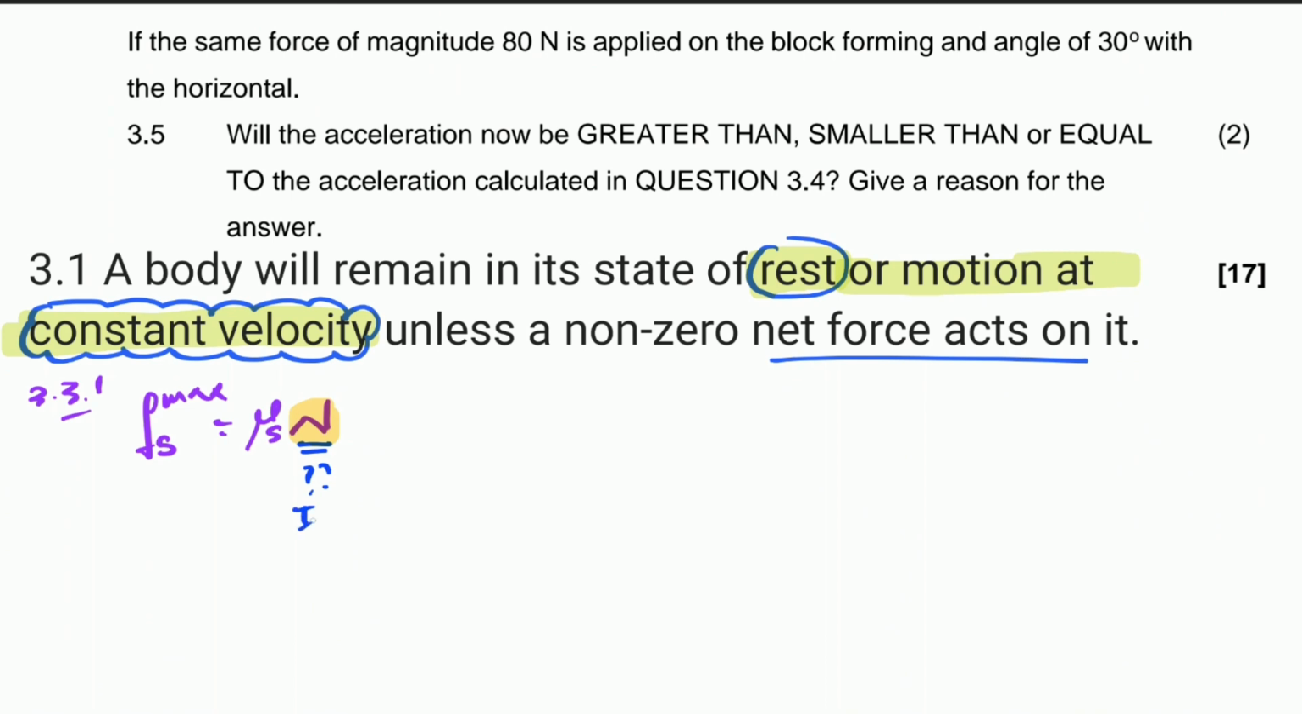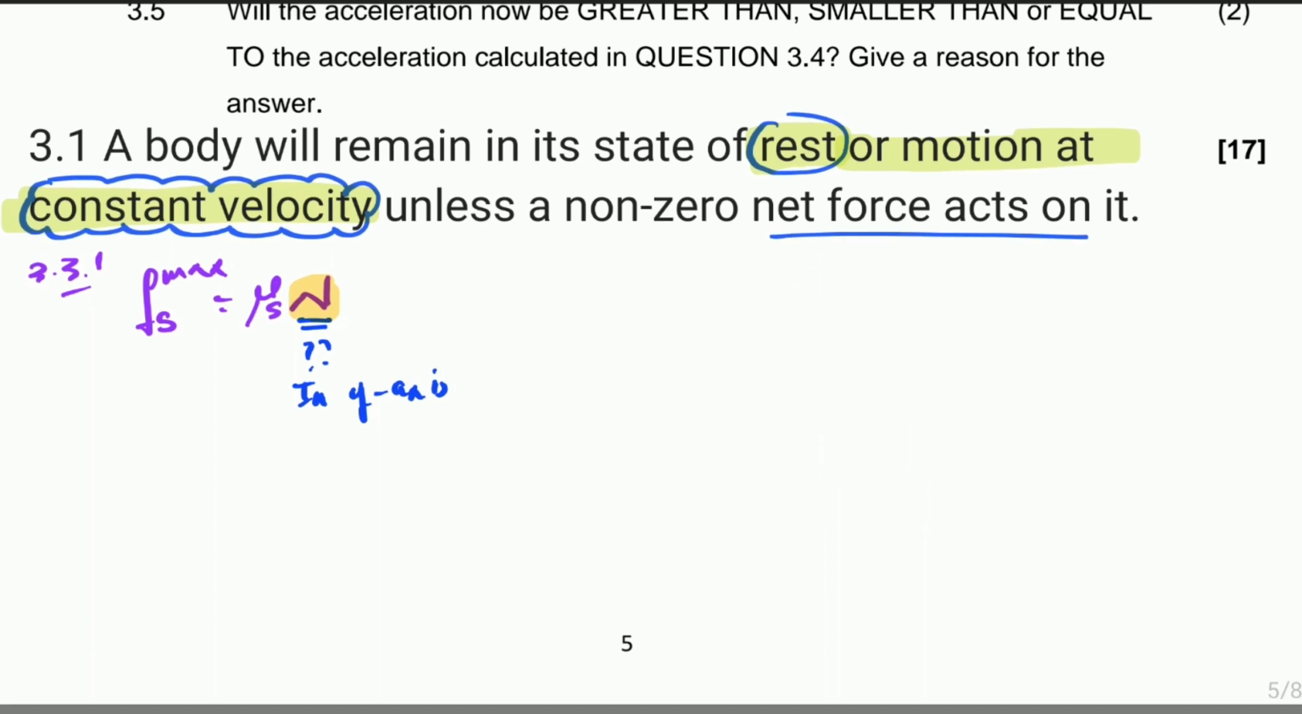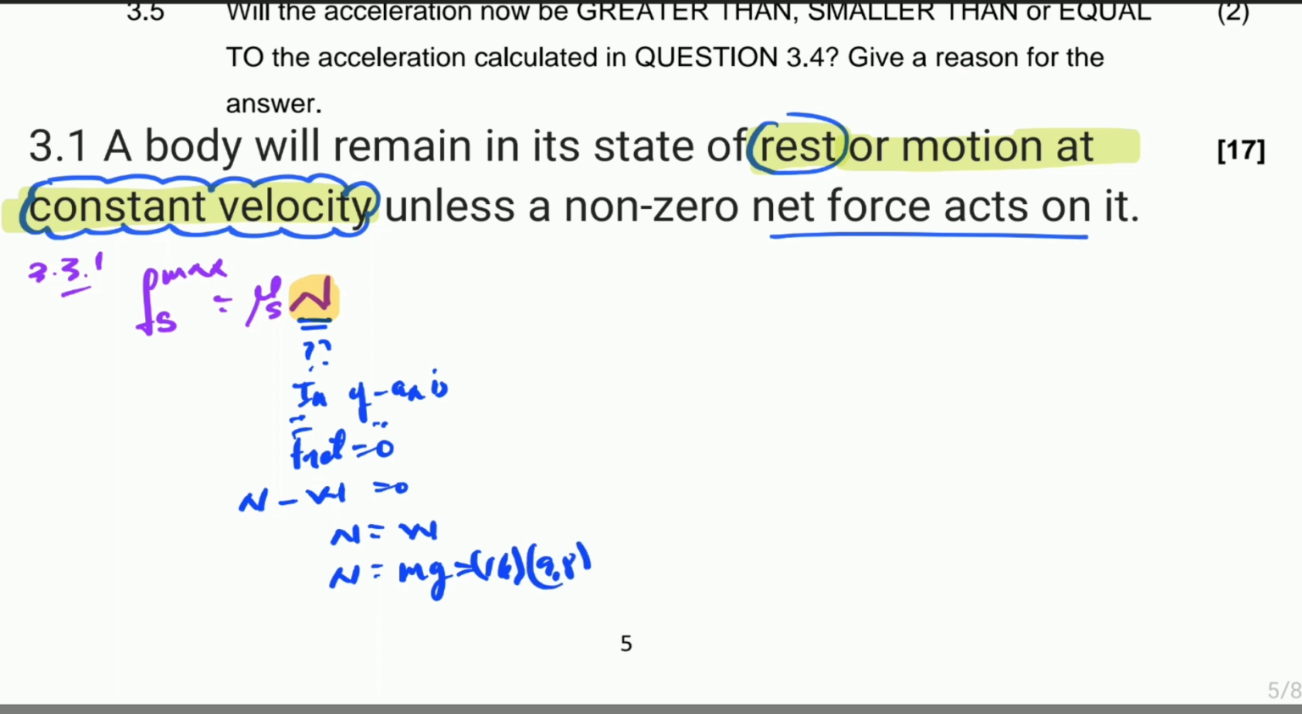To do this one, you say in the y-axis, and then you apply it in the y-axis. This one is very simple, but sometimes it's not going to be so. Here we have the net force equal to 0, because in the y-axis the object is not moving. Normal minus weight is equal to 0. Normal is equal to weight, which means normal is equal to mg, and that is what you must substitute. If you substitute the numbers, the mass is 16 and the acceleration due to gravity is 9,8.